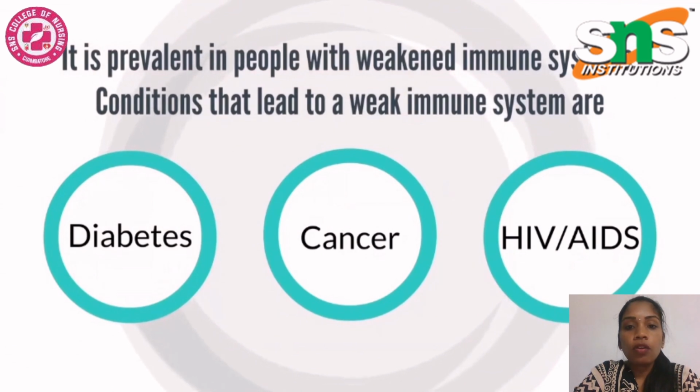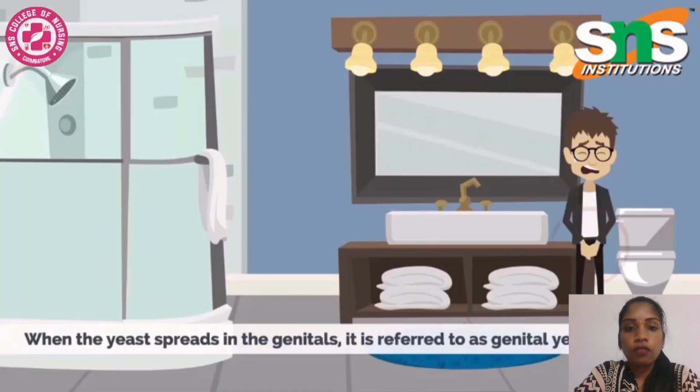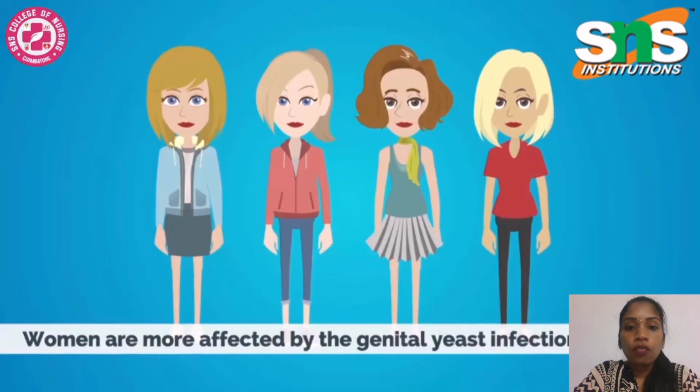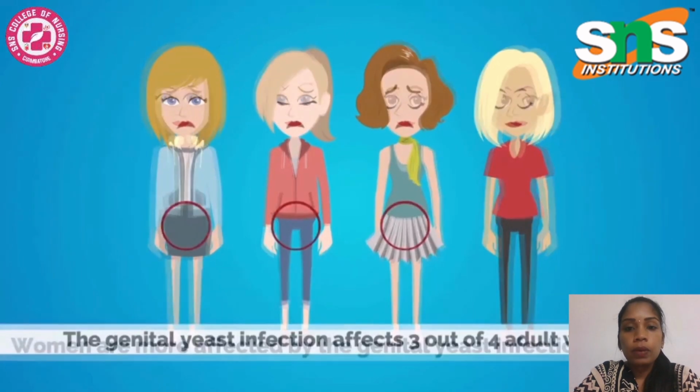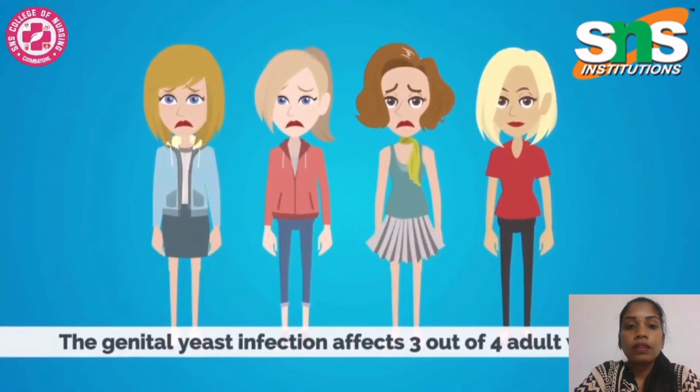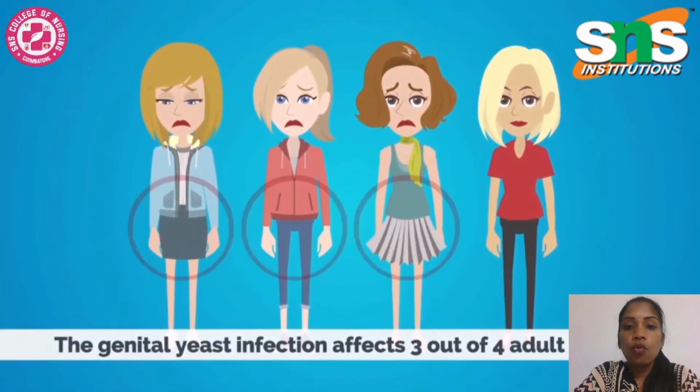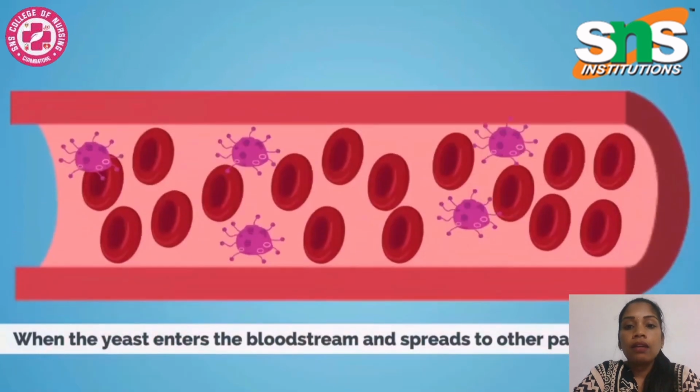Women are more affected by genital yeast infection than men. Genital yeast infection affects 3 out of 4 adult women. When yeast enters the bloodstream and spreads to other parts of the body such as kidney, spleen, bones, muscles and also eyes, it is called invasive candidiasis.